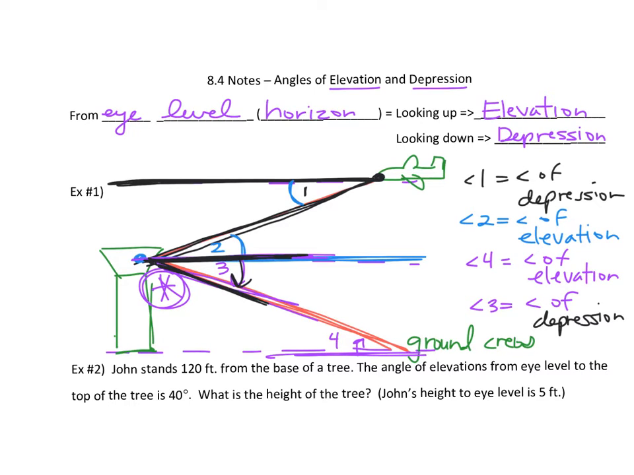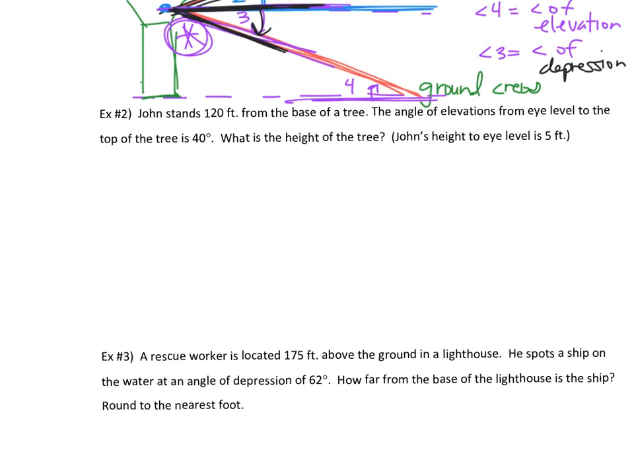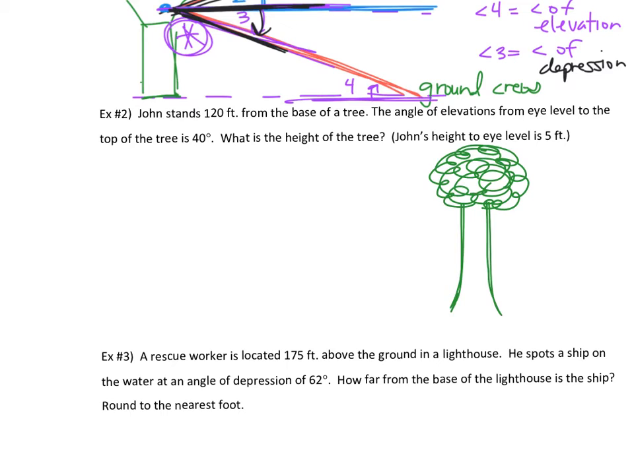So we're going to set one of these up, okay? It says, John stands 120 feet from the base of a tree. So let's draw a picture. I wish I was artistic. I'm not very artistic. It's as good as my tree's going to get. I'm mathematically artistic. That's what I am.